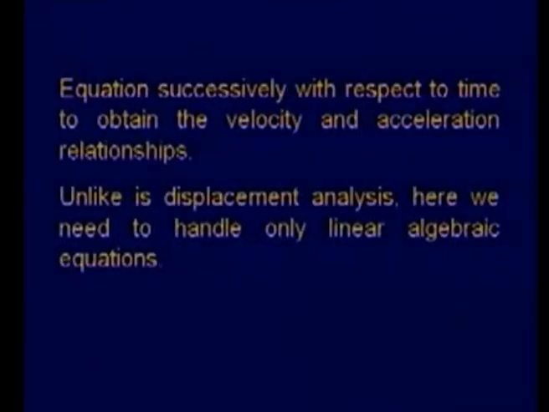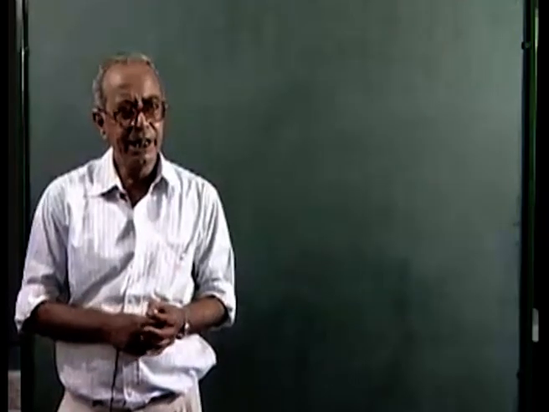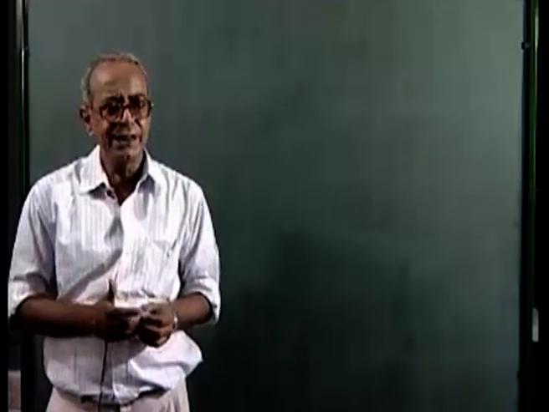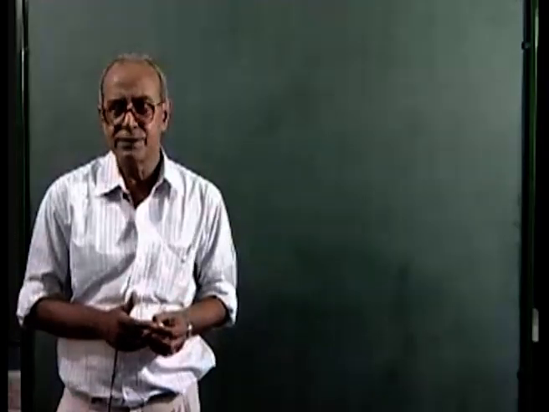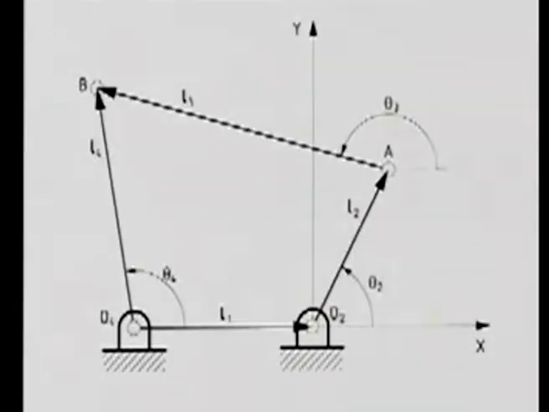As an example, let me start with a 4R linkage. That means 4 links connected by 4 revolute joints. Let us look at the diagram of these 4R linkages, namely O2, A, B, O4. As in the displacement analysis, we set up a Cartesian coordinate system, xy, with the origin at the revolute pair O2. The fixed link is represented by O4, O2, the input link by O2A, the coupler by AB, and the follower or the output link by O4B.